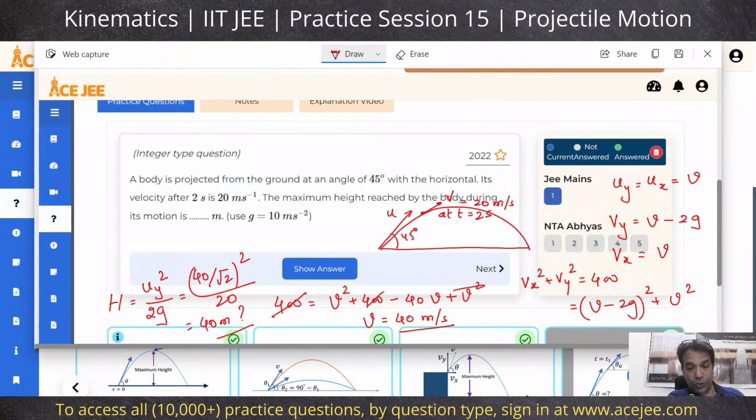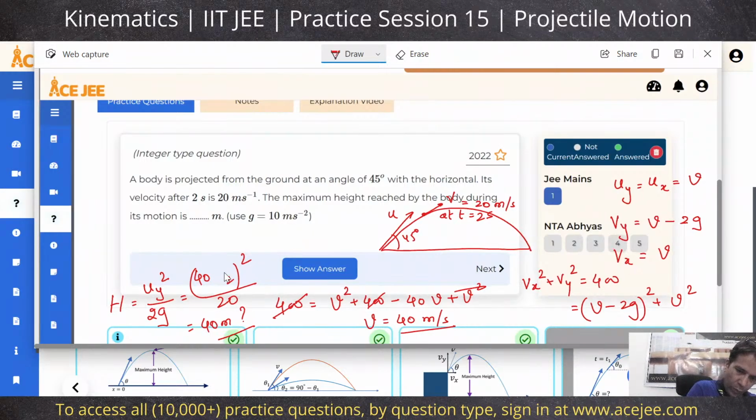Once we use v is 40 meters per second, which is the vertical component of the velocity, from there we are able to find the answer. I think I have made a simple mistake here. This should not be a square root. There should not be any square root 2 here. So this is not 40 meters, but rather 80 meters.